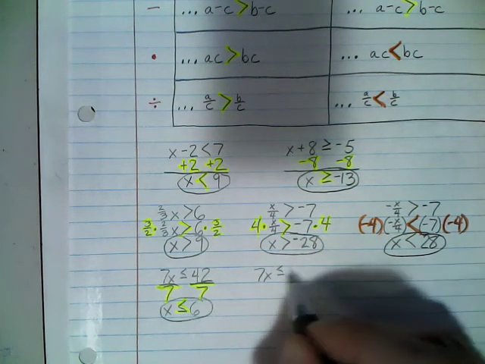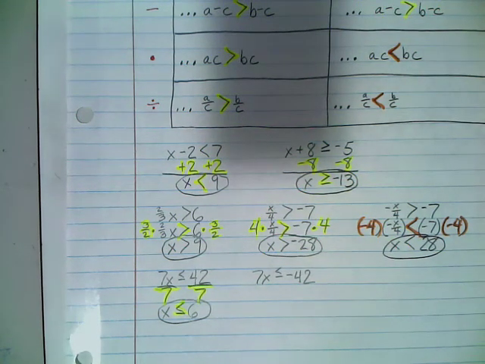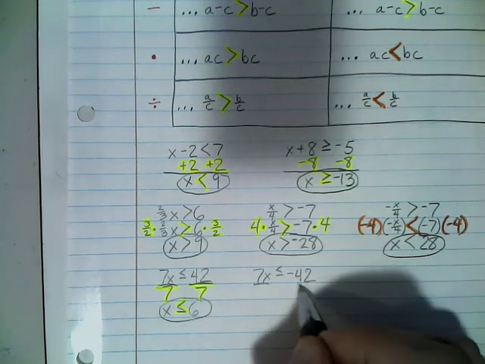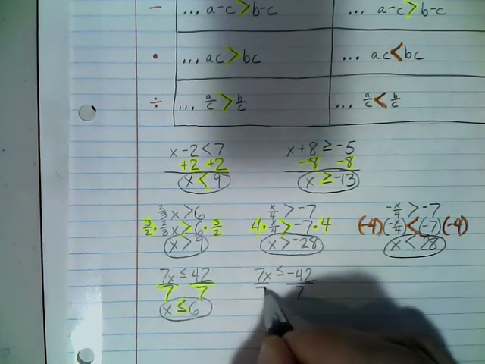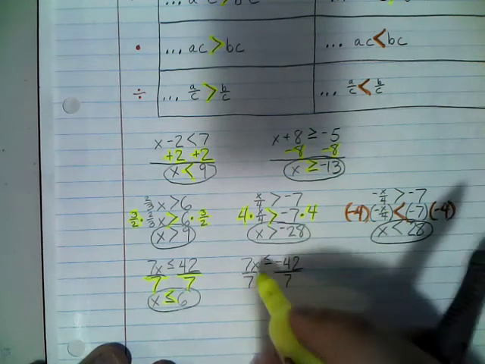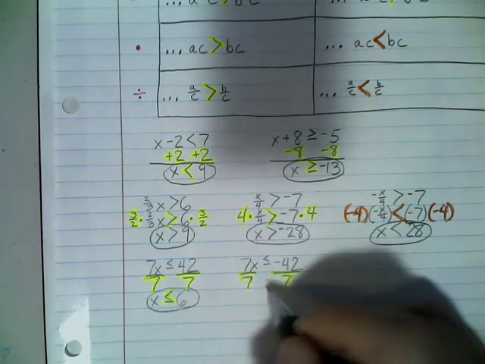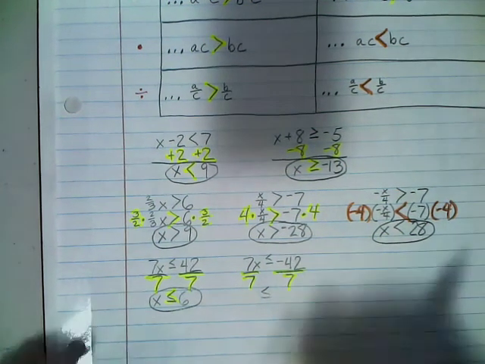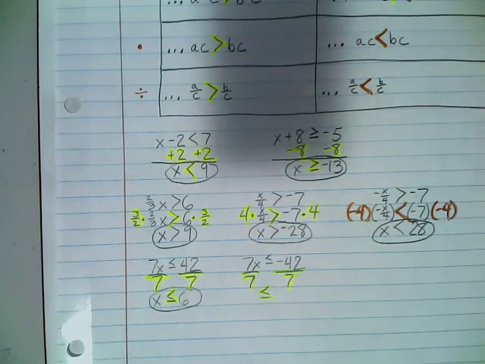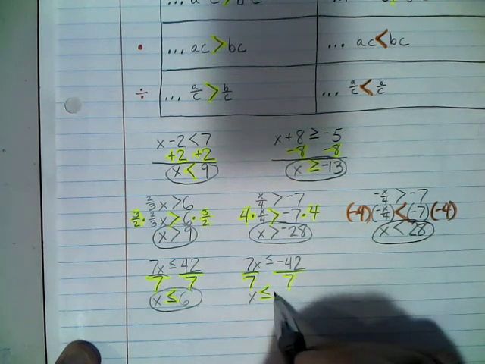7x is less than or equal to a negative 42. So once again, what do we need to do to solve this? Well, we've got to divide both sides by a 7. What kind of a 7? A positive 7. So since it's positive, we're still in our yellow. So I'm dividing both sides by 7 again. So that means there will be no change, once again, to our inequality. And so therefore, x, though, this time, negative 42 divided by 7 will be a negative 6.